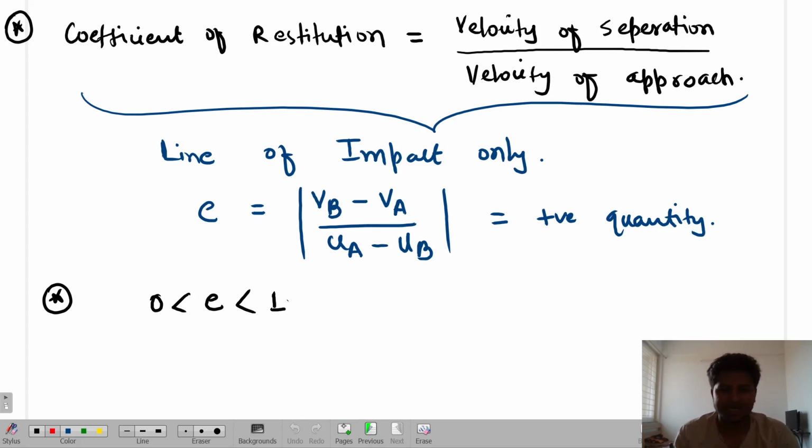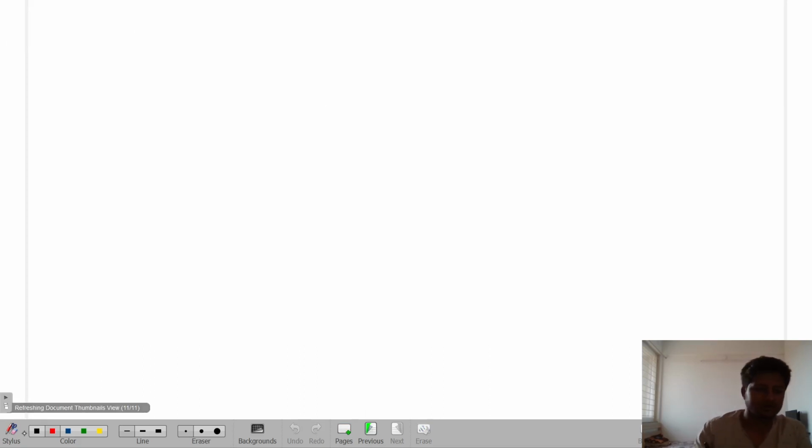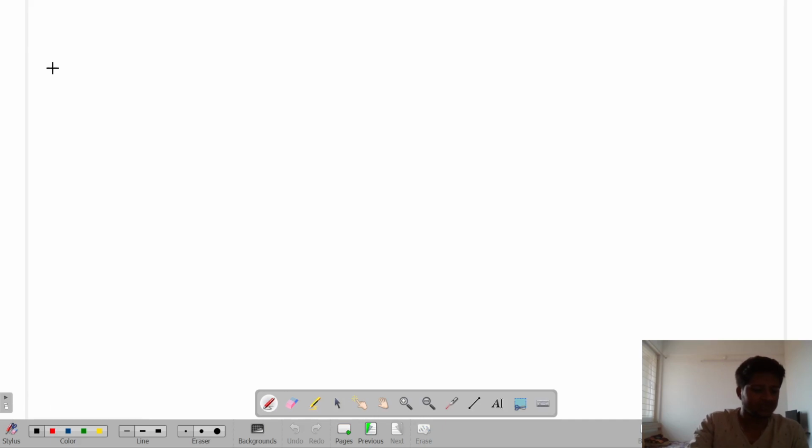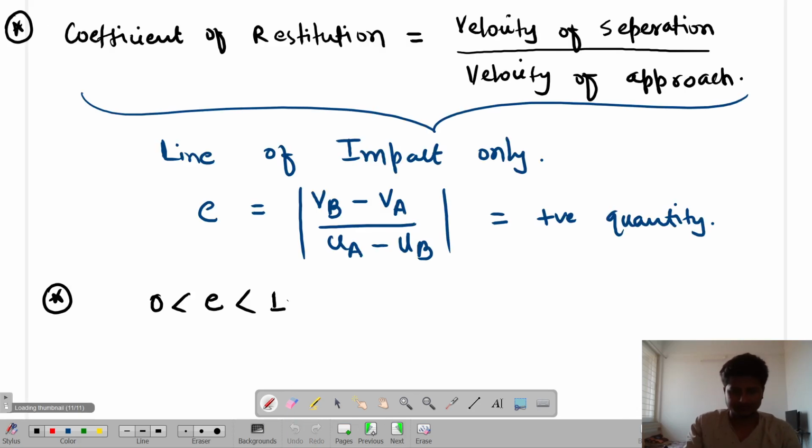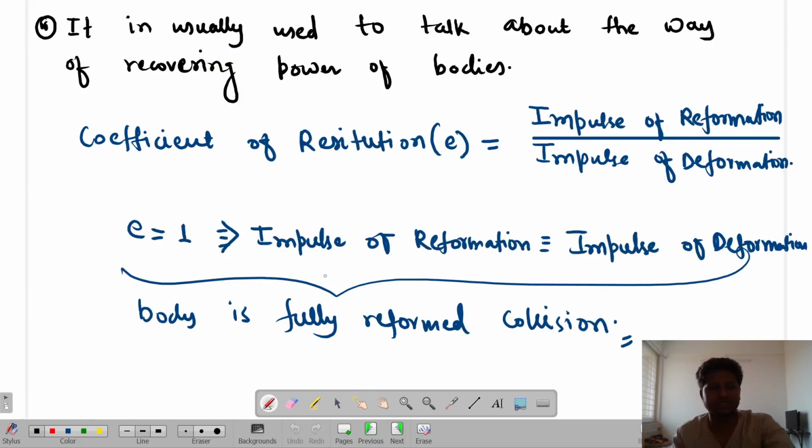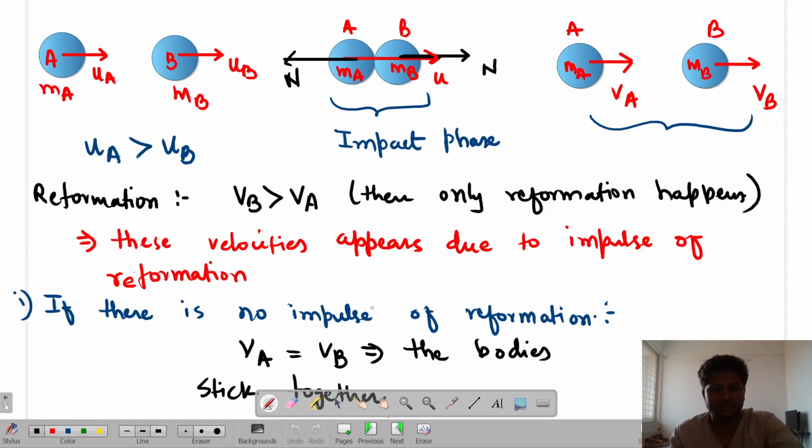Okay. And in that bundle we have three different values and we'll talk about them. The first is what we learned about the velocity when they stick together. The second is what happens if E is less than 1. So we talked about the first case, which is E equal to 1. This is the case when they are sticking together, meaning there is no impulse of reformation.